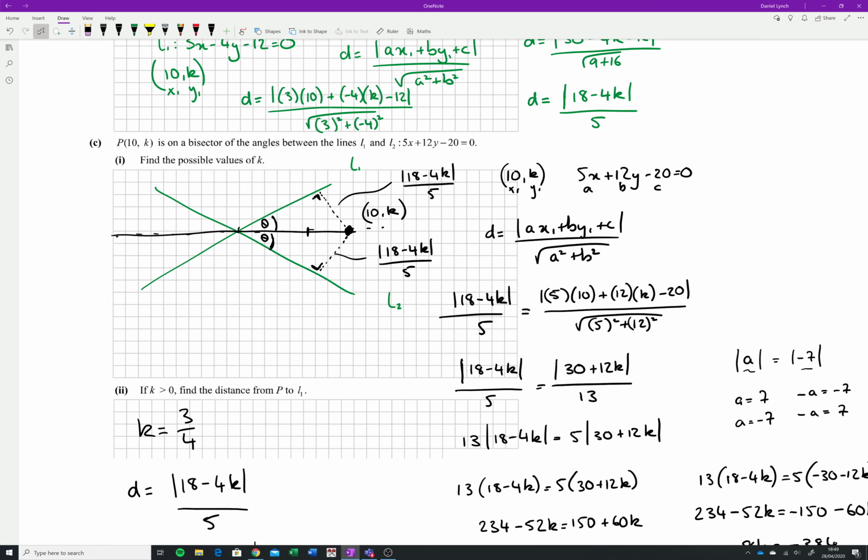What's a bisector? A bisector of the angles between those lines just means you take the angle in between the two lines and you draw a line in between it such that it cuts it in half. Simple as that. And then after that, it's about practicing your algebra.